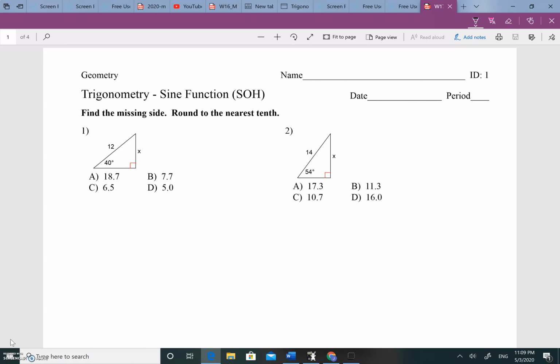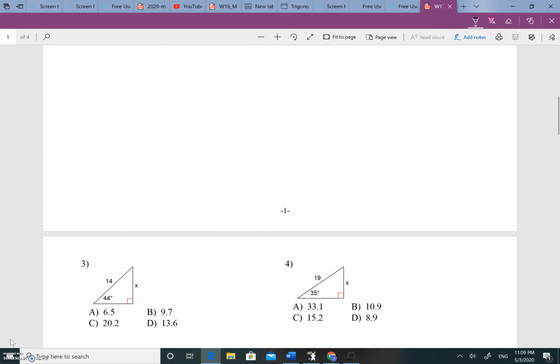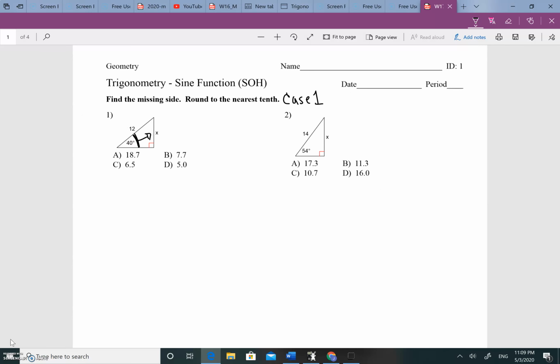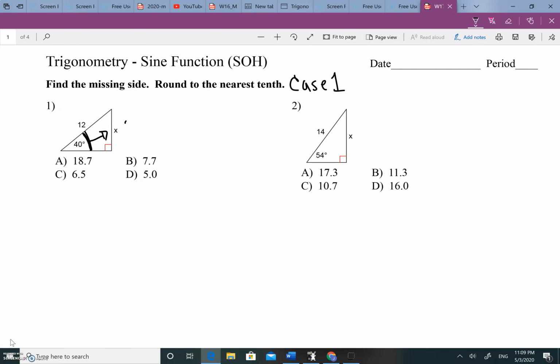For sine, there's actually two cases. Now for your assignment, for problems 1, 2, 3, and 4, they are all going to be basically what you can call case 1. So case 1 of sine. Basically, for case 1, the angle is given, and it gives you this side, right? So your x is basically your opposite, okay?